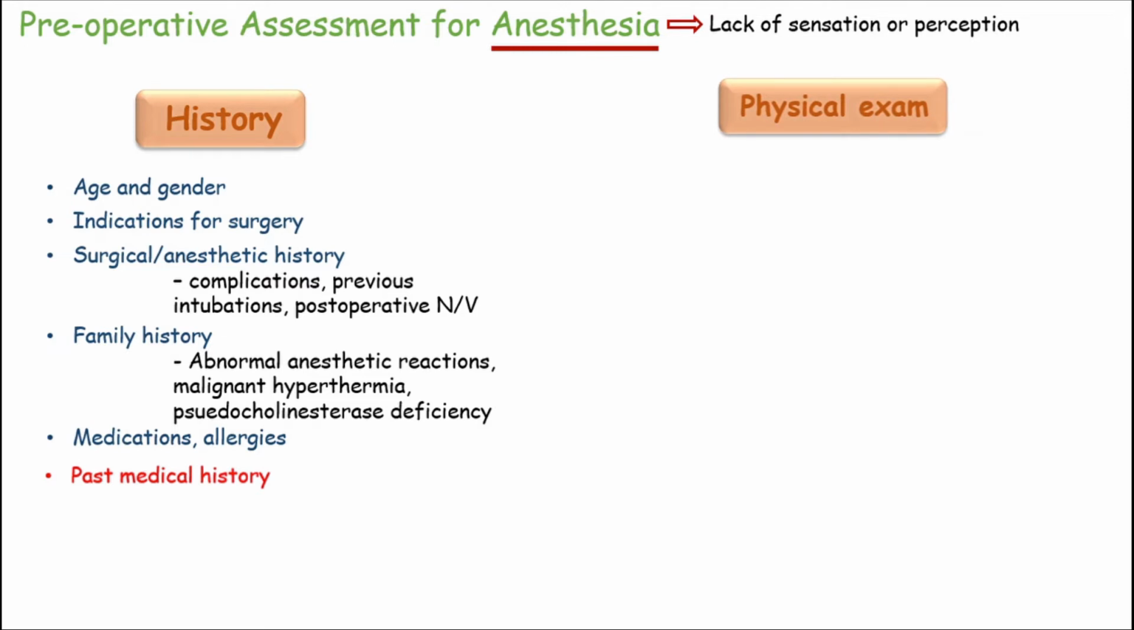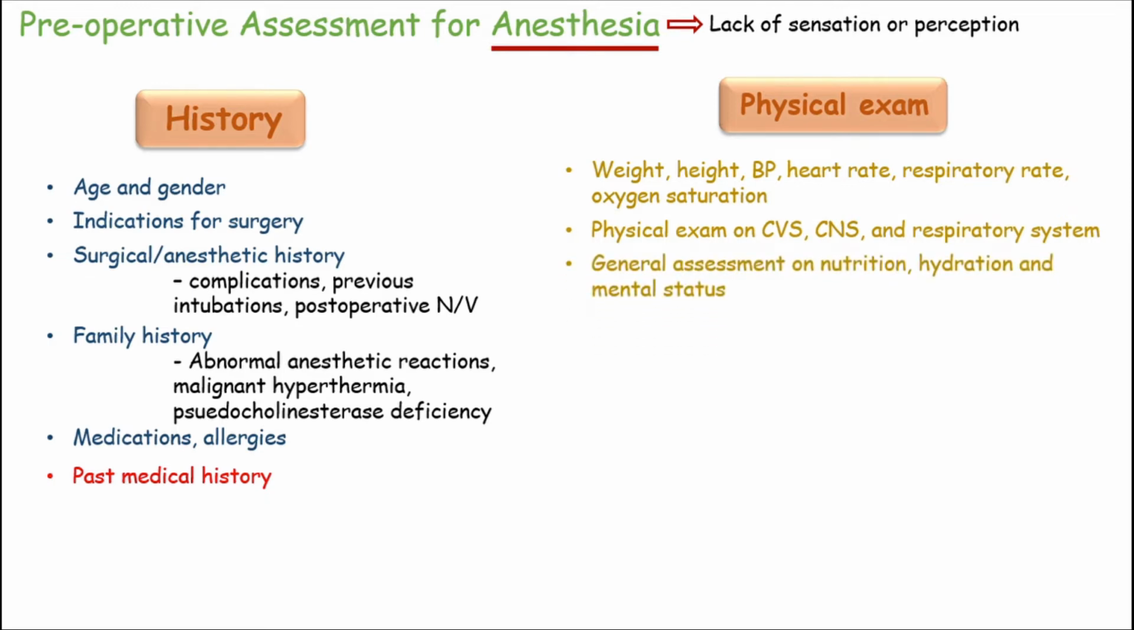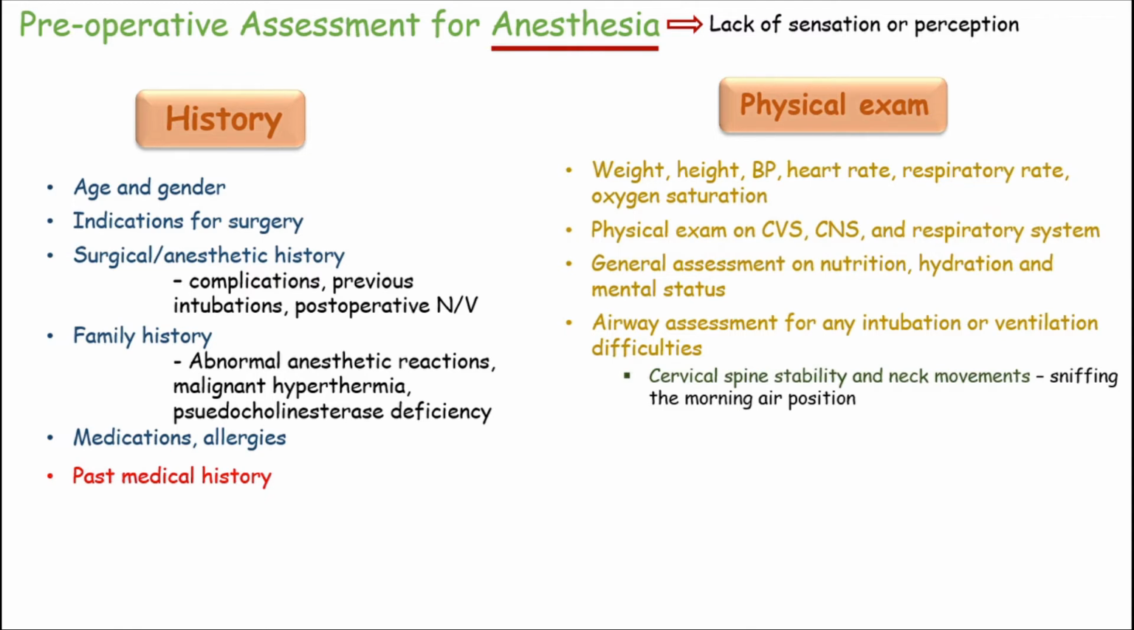Under physical examination, we should check weight, height, blood pressure, heart rate, respiratory rate, and oxygen saturation. We should also assess the cardiovascular system, central nervous system, and respiratory system. Also, a general assessment of nutrition, hydration, and mental status. The airway also must be assessed, for any intubation or ventilation difficulties. Under airway assessment, we should check the cervical spine stability and neck movements.